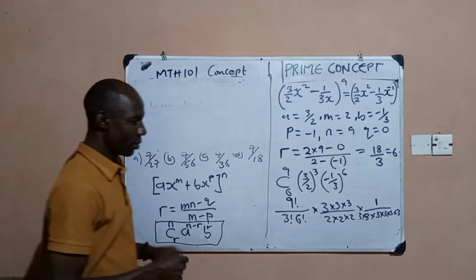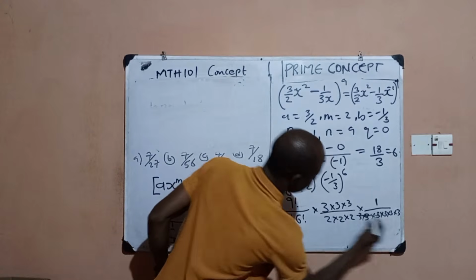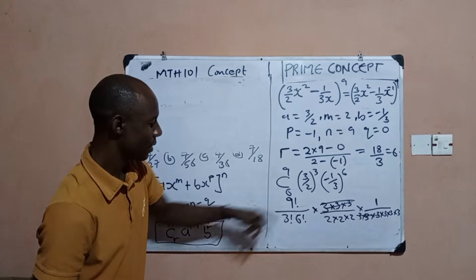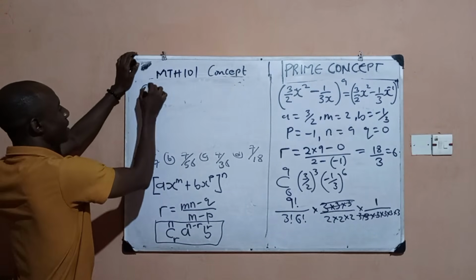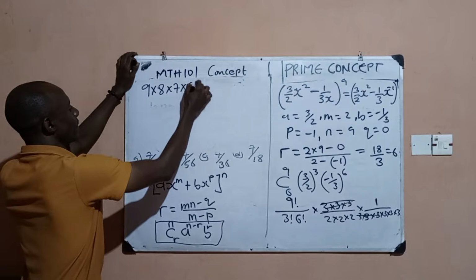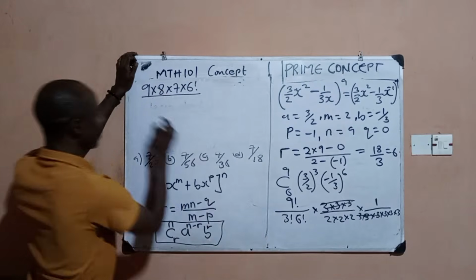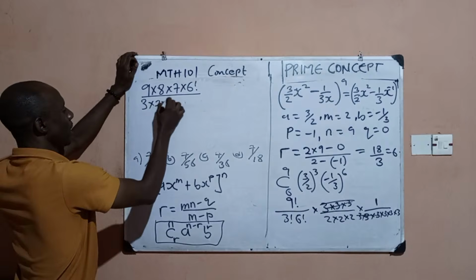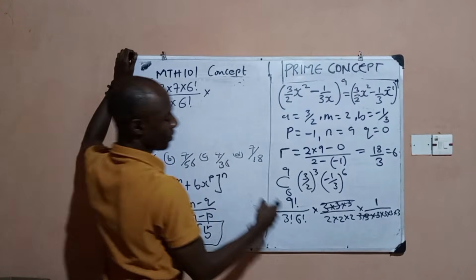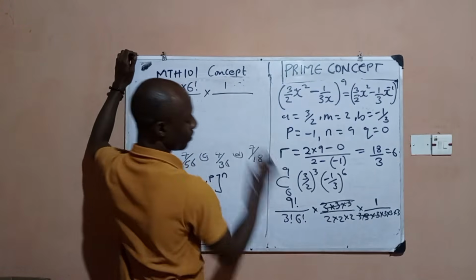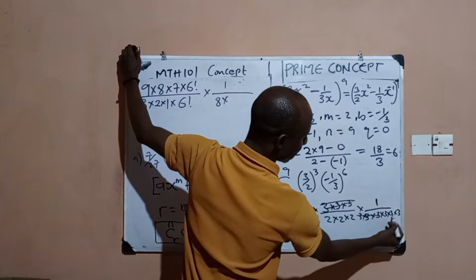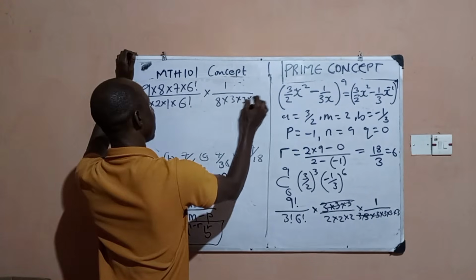Now, you clearly see that the first 3 will cancel this first 3. Have you? Yes. So let us expand this. 9 factorial is actually 9 times 8 times 7 times 6 factorial all over. What do you have here? 3 factorial is 3 times 2 times 1, then times 6 factorial times what now? Only 1 is what I have. 1 all over. I have 2 times 2 times 2 is 8 times 3 times 3 times 3, 3 times 3 times 3.